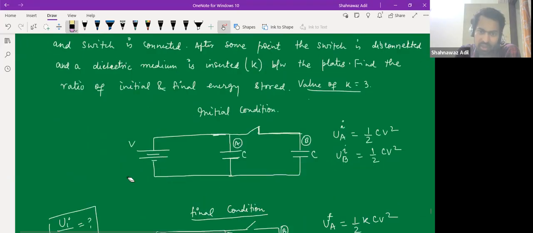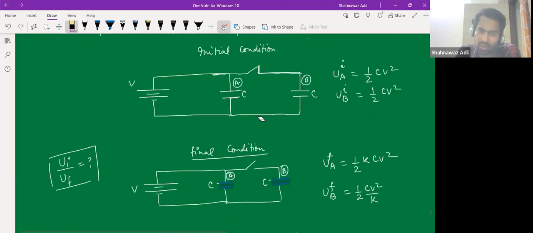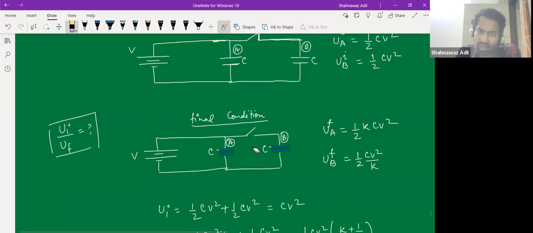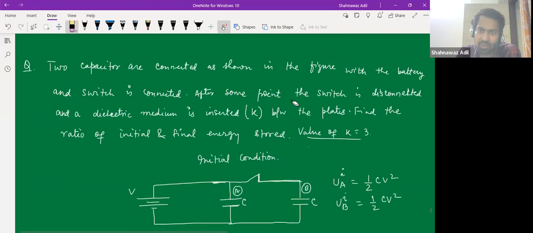But only this switch is here. When this is not connected, this circuit is not completed, but this part is already connected. So this was the idea. Please note it down, and then we'll start the combination of capacitors.